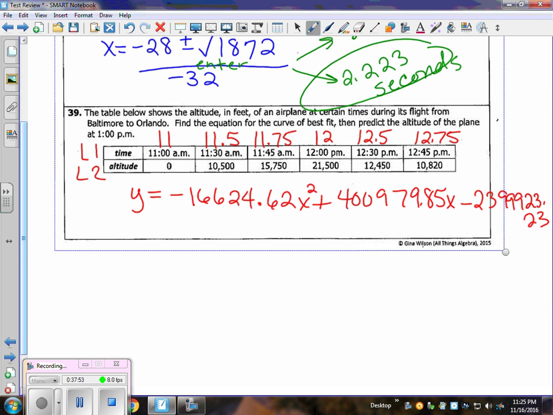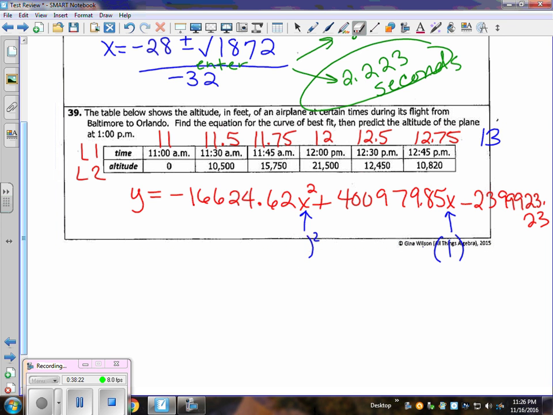And we want to predict it at 1 p.m. So all you'd have to do is go ahead and wherever you've got an X, you're going to plug in 1, which makes this problem super easy. But is it 1? Wait, we talk about military time. So am I putting in 1? No, 1 o'clock would be 13 hours. So I've got to put in a 13. So be careful, don't make that mistake.